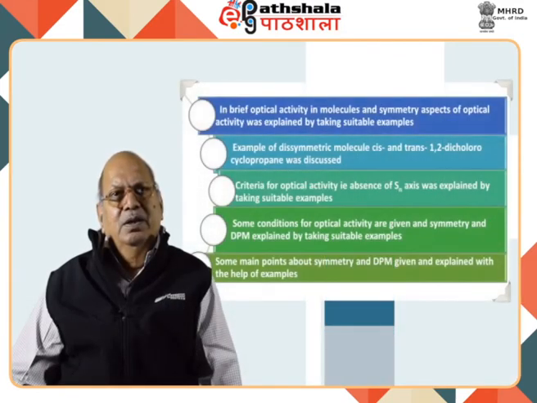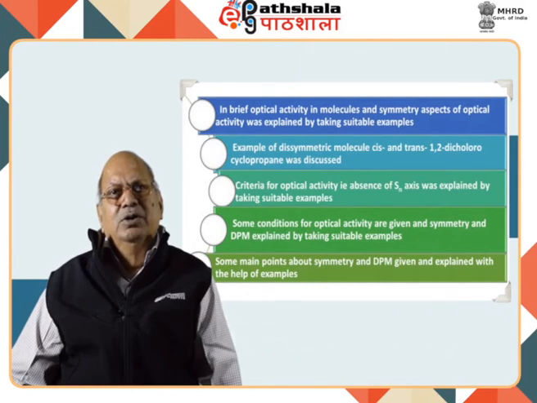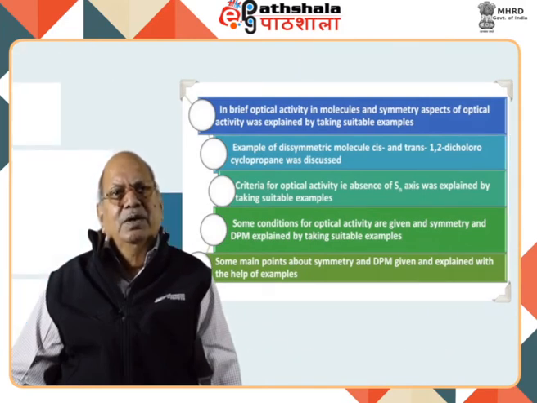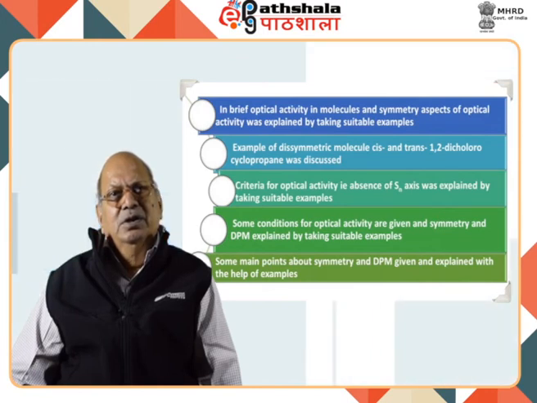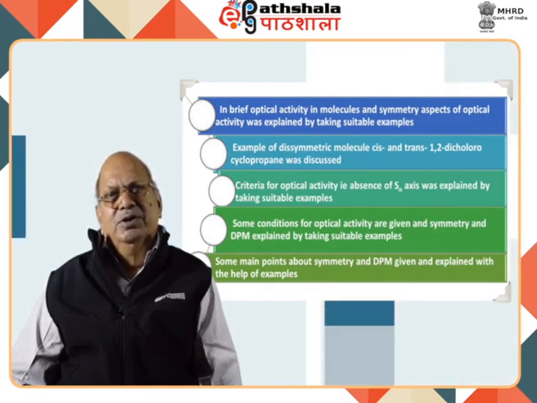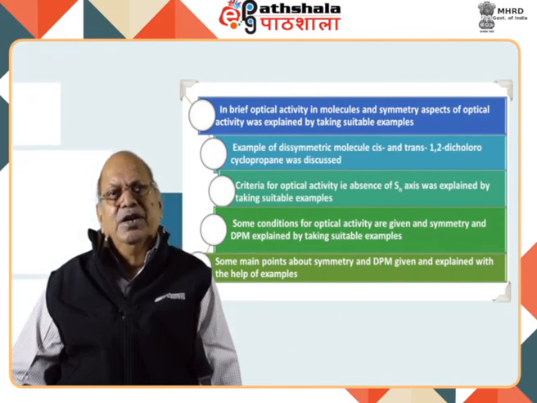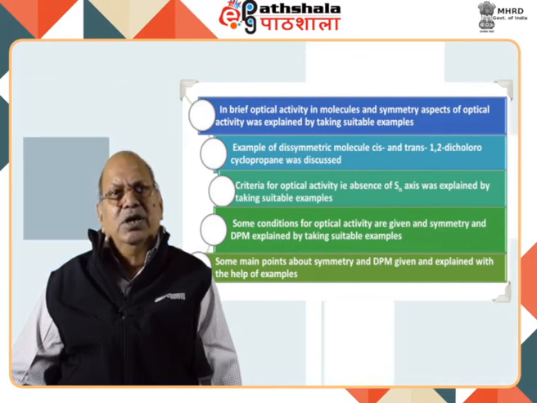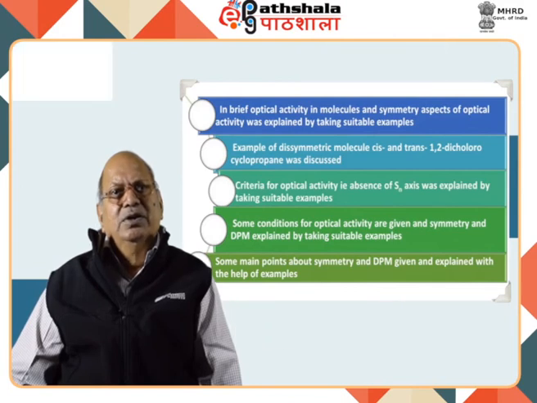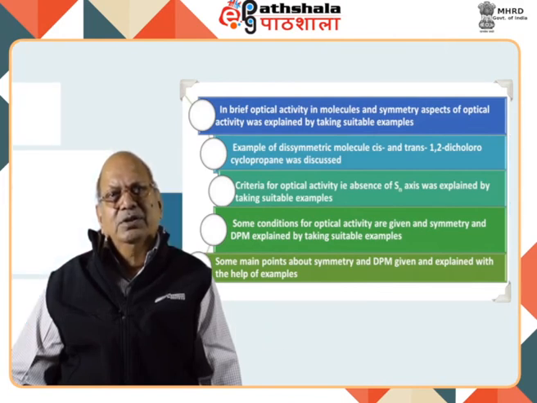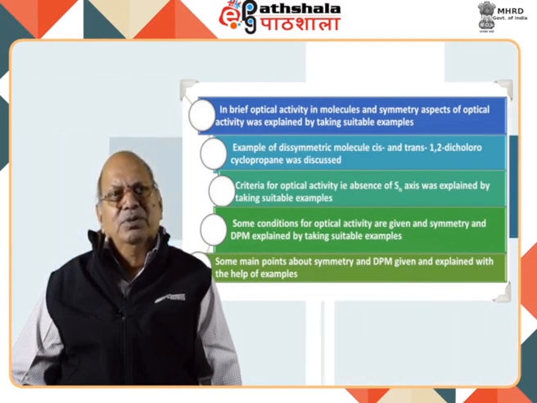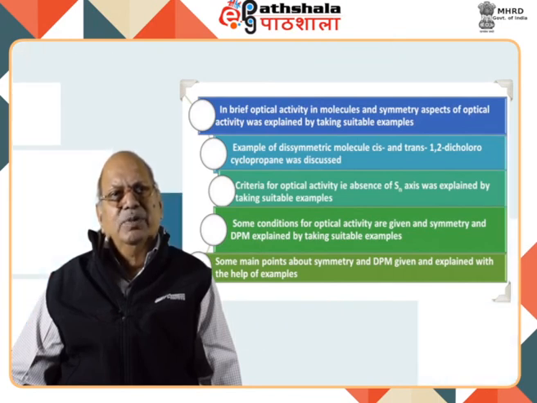In brief, optical activity in molecules has been explained. The symmetry aspect of optical activity was explained by taking suitable examples. An example of a disymmetric molecule, cis and trans 1,2-dichlorocyclopropane, was discussed. The criterion for optical activity, that is the absence of S_n axis, was explained by taking a suitable example. Some conditions for optical activity are also given and explained.